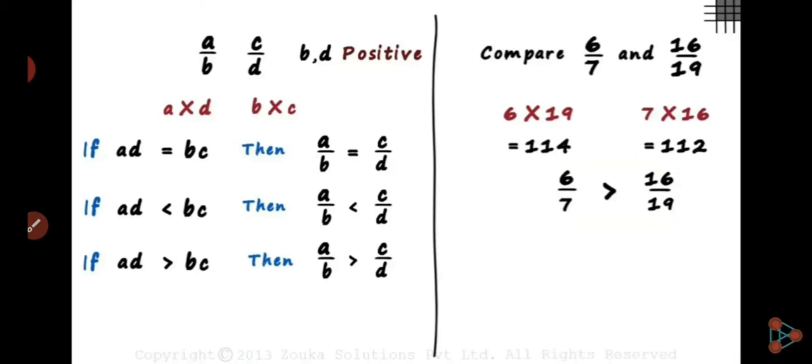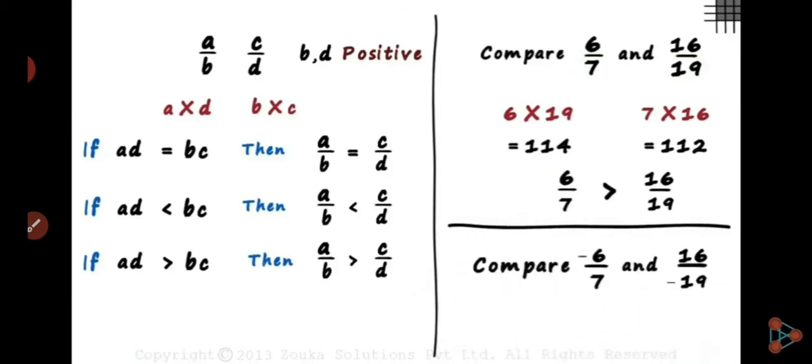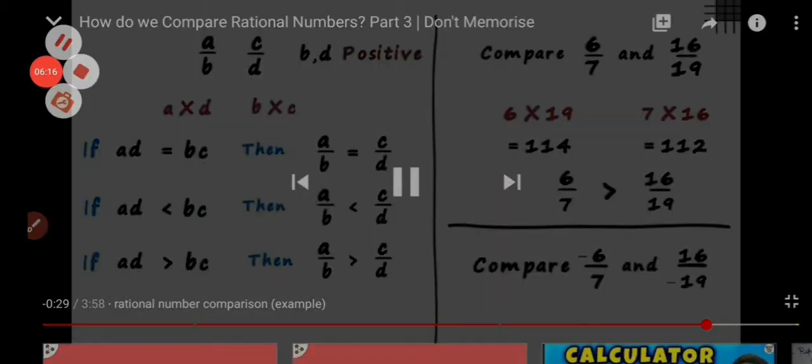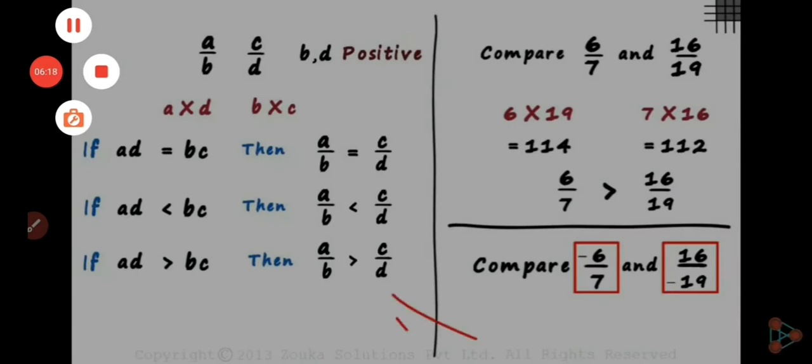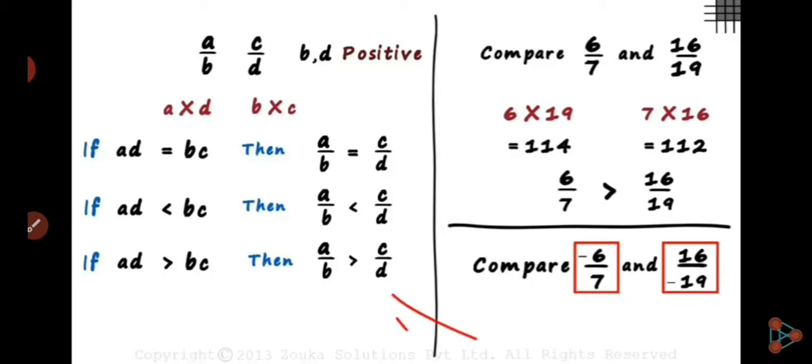But remember, the denominators have to be positive. So what if we were asked a question like this? Compare minus 6 by 7 and 16 by minus 19. Here, the denominator of the second rational number is negative. Does that mean we cannot compare these two rational numbers using this technique?